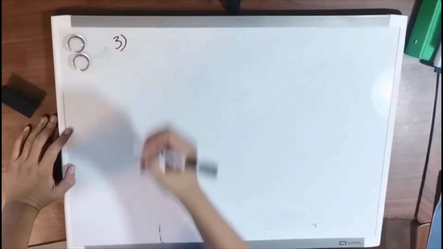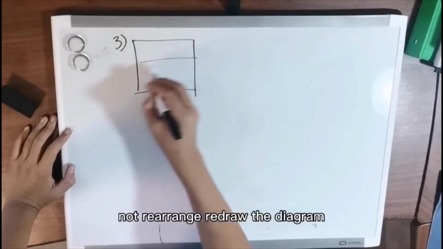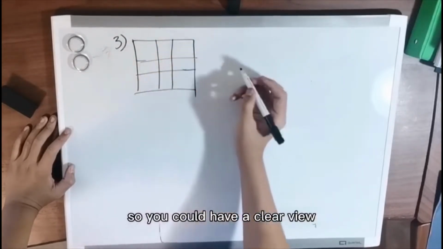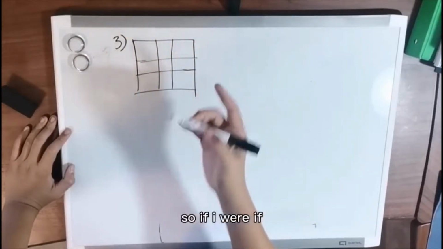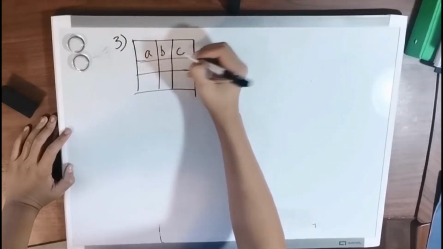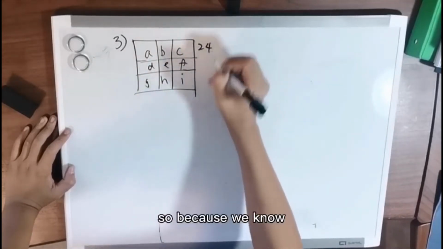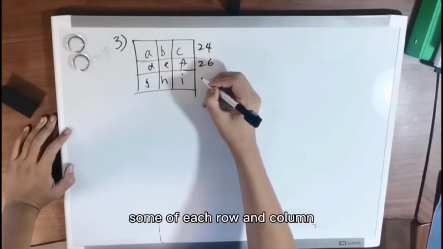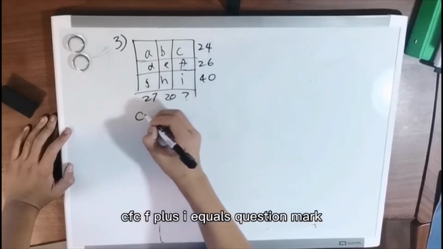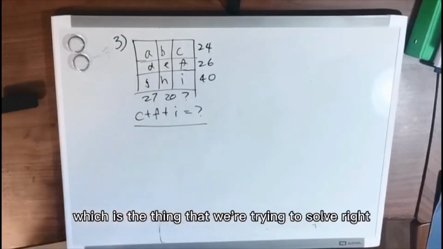So for question 3, a good way of solving this is to redraw the diagram to a new 9 times 9 grid so you could have a clearer view of how to solve the problem. For me, I would just label each box with a letter. Because we know the sum of each row and column, we can list equations such as C plus F plus I equals question mark, which is the thing that we're trying to solve, right?